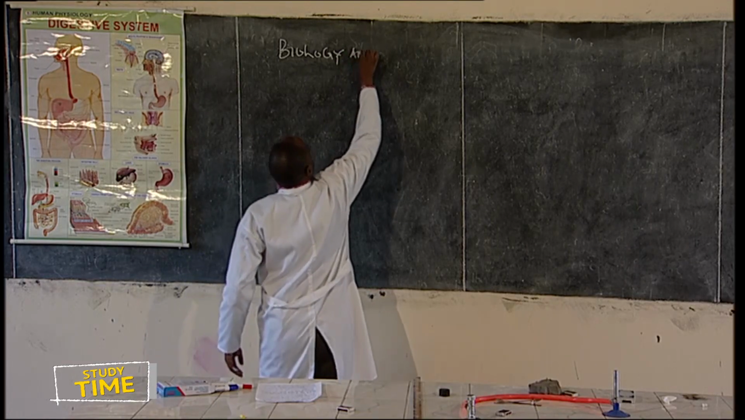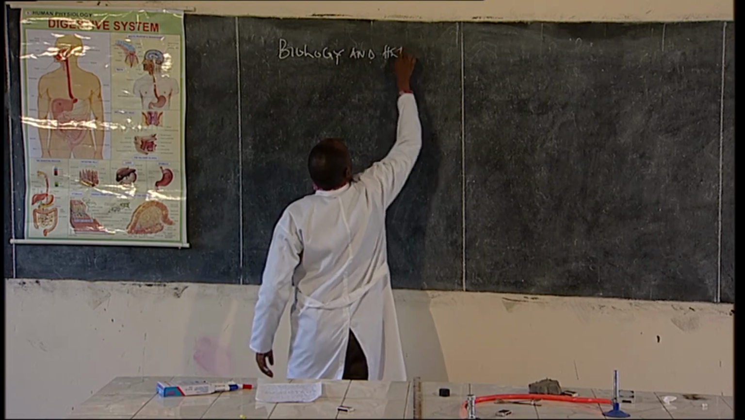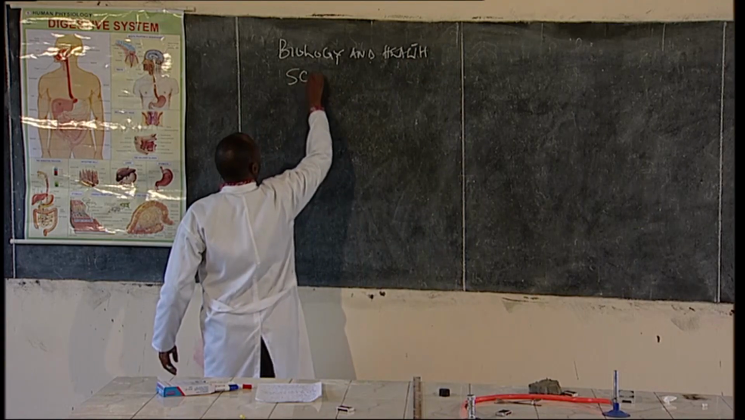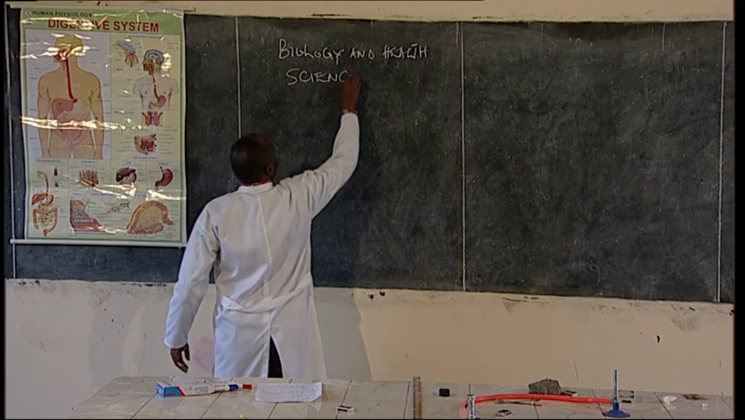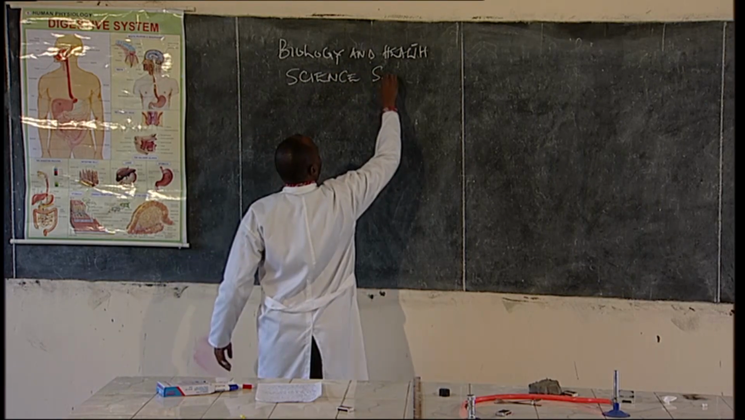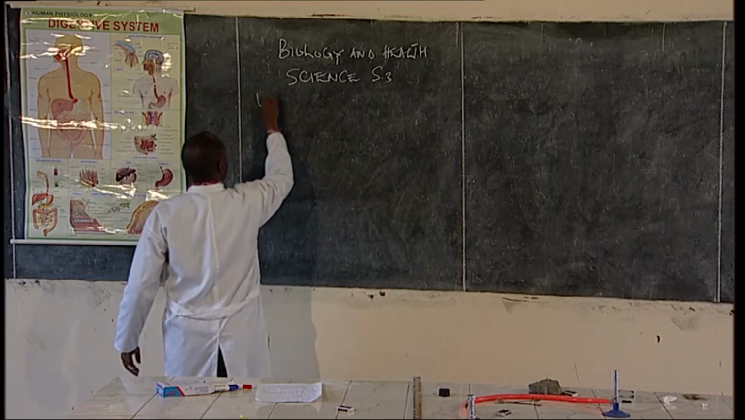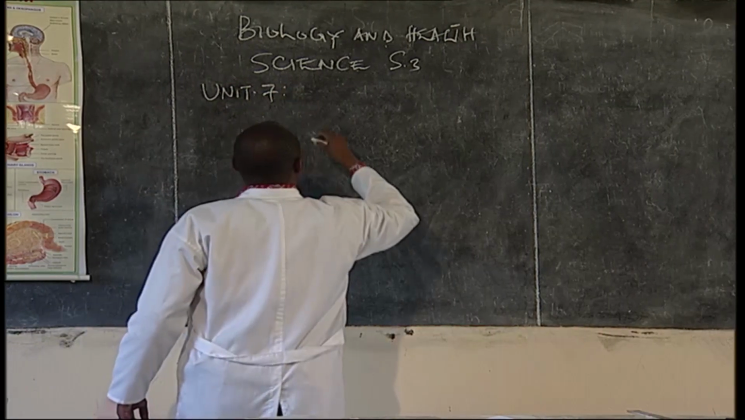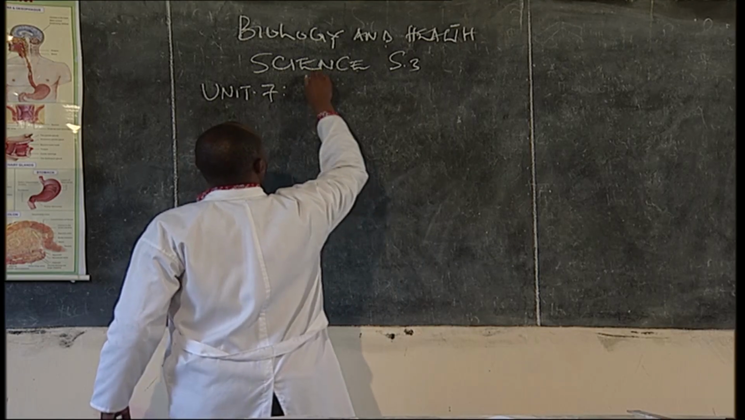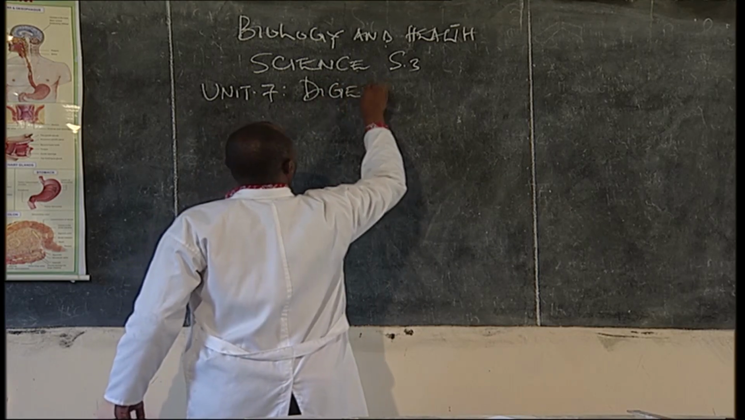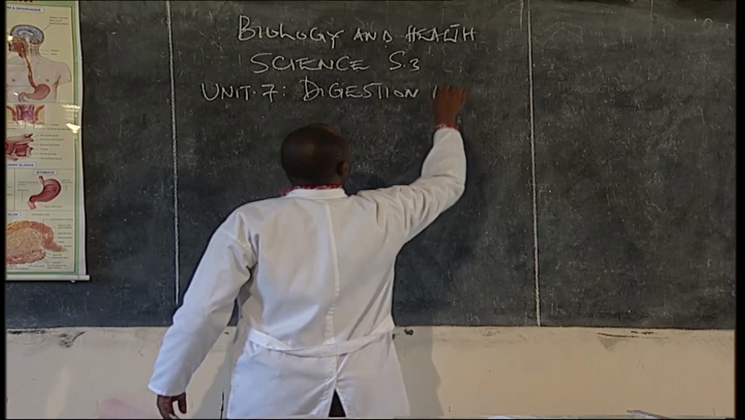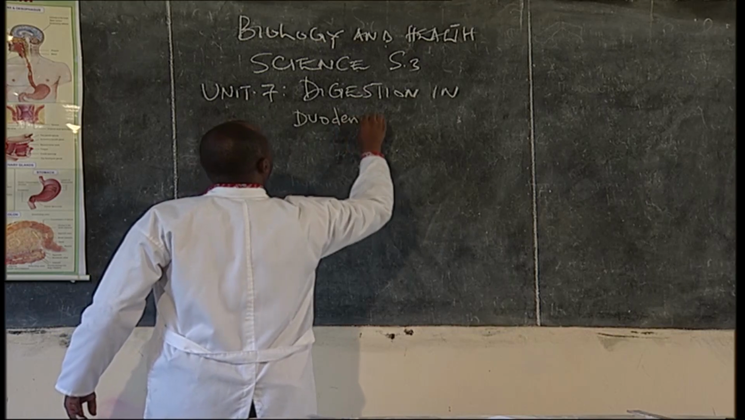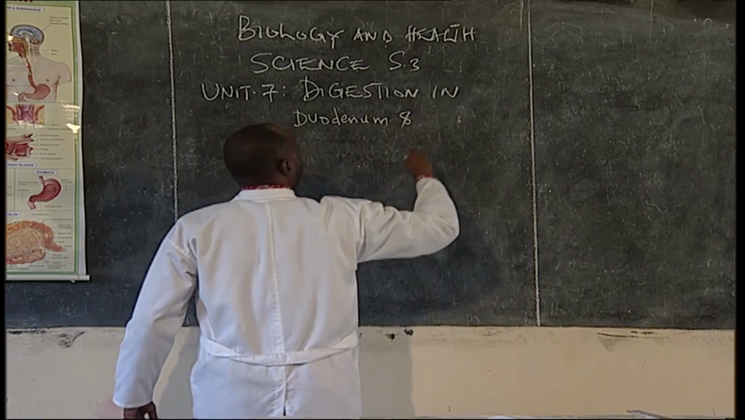and health science. Year 3, which is Unit 7, and which is concerning digestion in the duodenum and ileum.